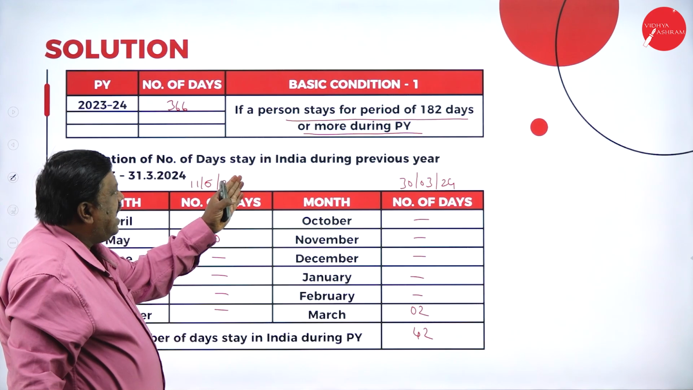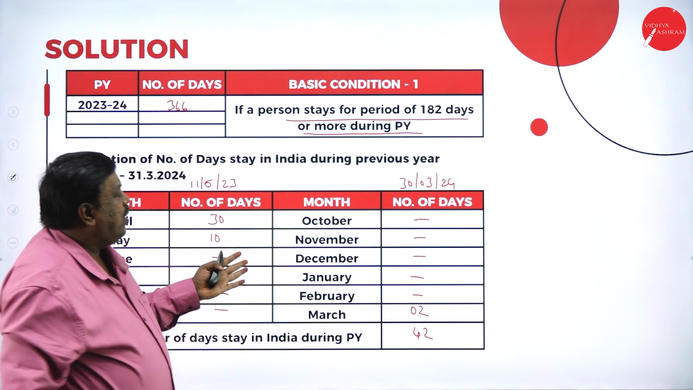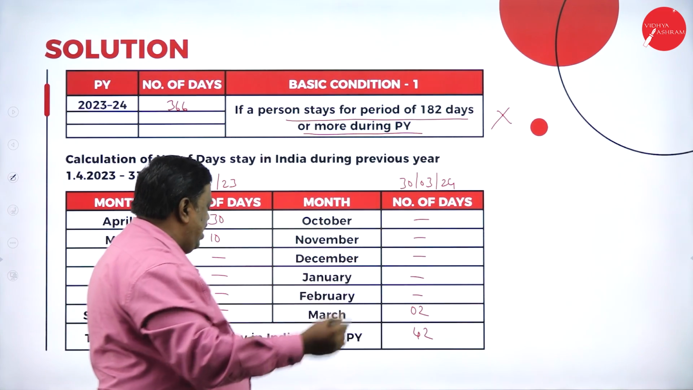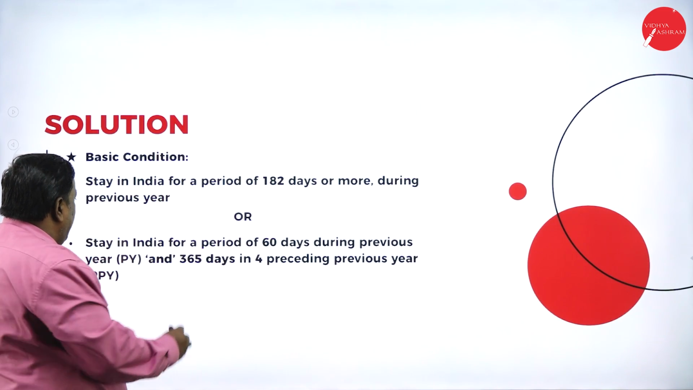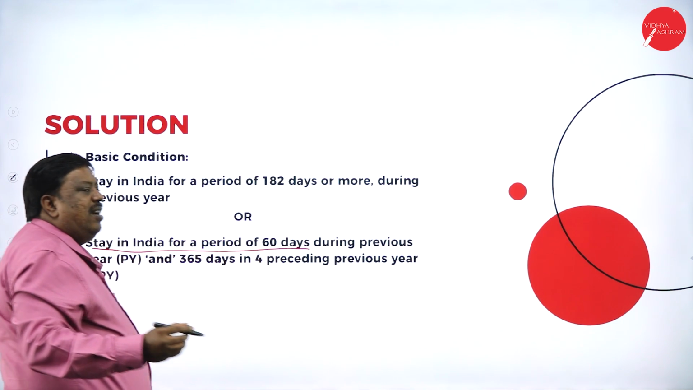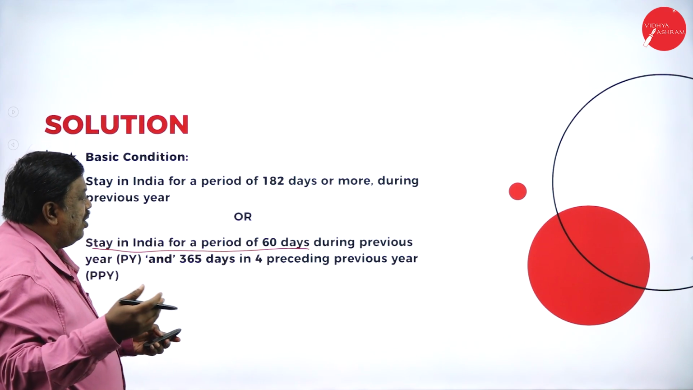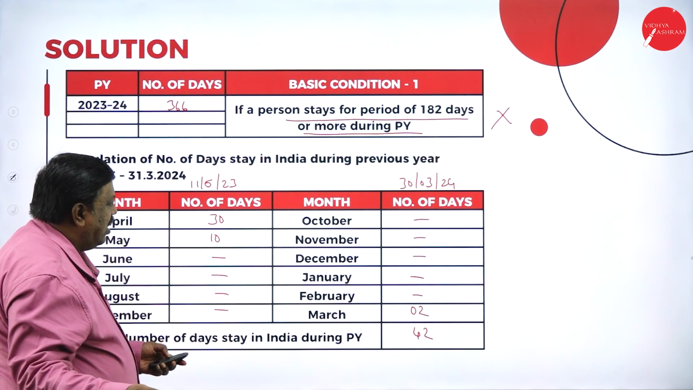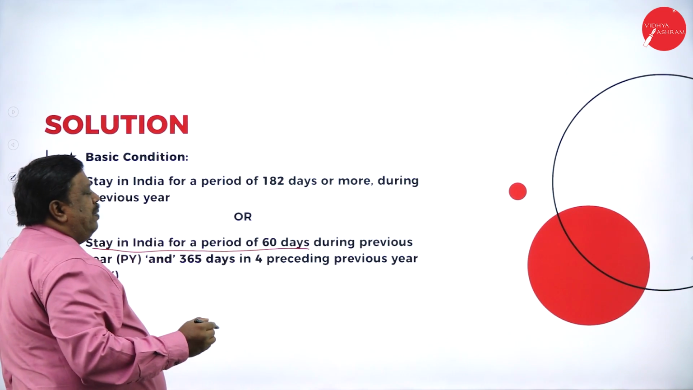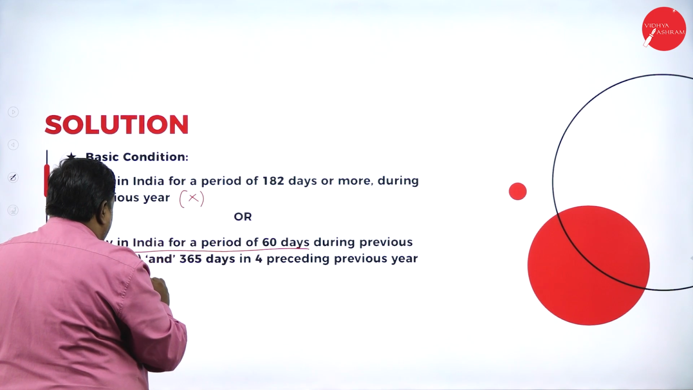What is my first basic condition? I had to stay in India for 182 days, but I couldn't satisfy my first basic condition. Let us check the second basic condition here. Stay in India for a period of 60 days. This is my first half of my second basic condition. Let us check whether I'm going to satisfy first half or not. My stay is only for 42 days, so automatically I couldn't satisfy both the basic conditions.